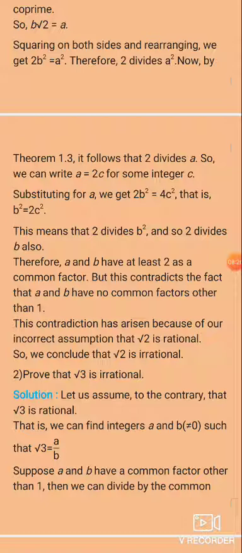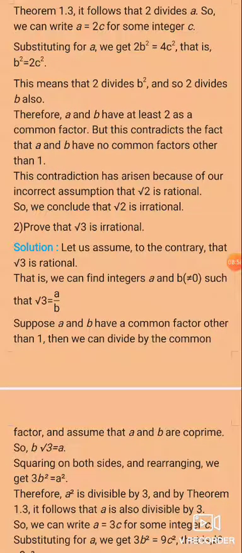So listen carefully, students. For the solution of root 3 is irrational, let us assume to the contrary that root 3 is rational. That is, we can find integers a and b, where b is not equal to 0, such that root 3 is equal to a by b. So directly we make it in the form a by b, where a and b are co-prime numbers. Suppose a and b have a common factor, then we can divide by the common factor and assume that a and b are co-prime, having only 1 as a factor.